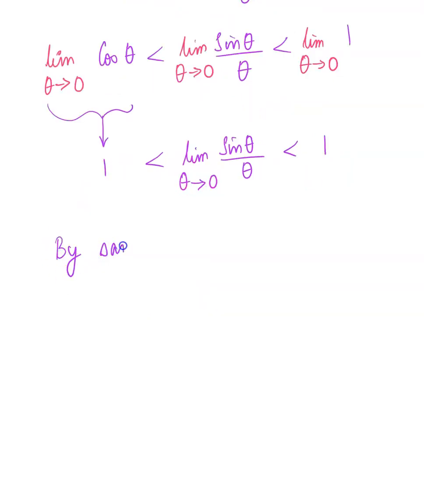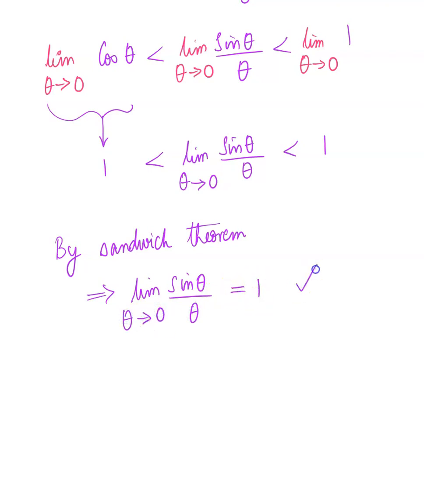By the sandwich theorem, or squeeze theorem, we see that the limit of sine theta over theta as theta approaches 0 is sandwiched between two 1s, one on the left and one on the right. That means the limit of sine theta over theta as theta approaches 0 equals 1. Thus proved.